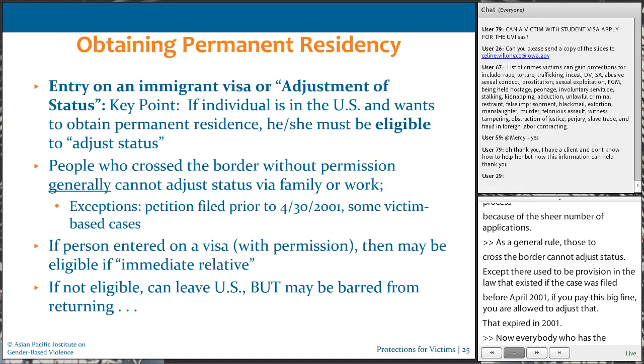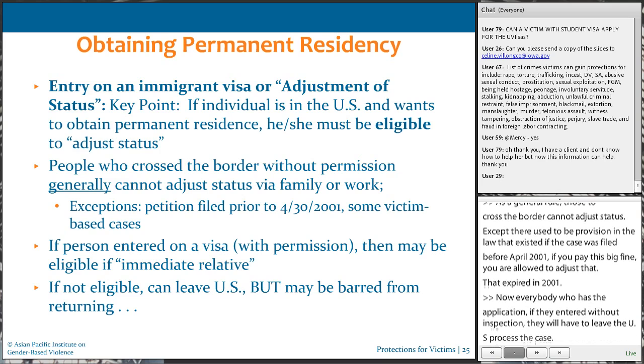There are some exceptions to that. We have created in VAWA some exceptions, in the VAWA self-petition context. Those folks can adjust status within the United States.